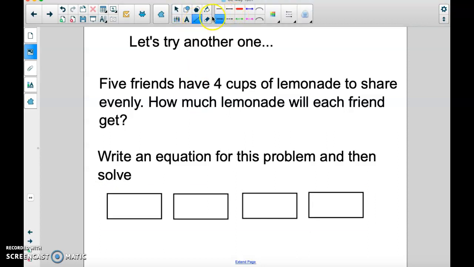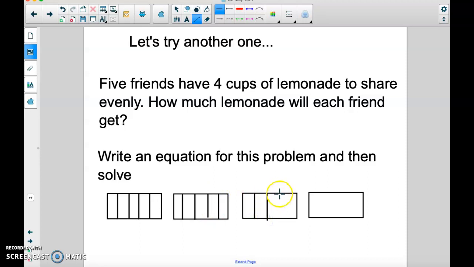So I'm going to do the same thing I did last time. There are 5 friends. I'm going to split it 5 ways. So in this one, each person gets 1/5 of a cup. And then I'm going to do the same thing here. And here.